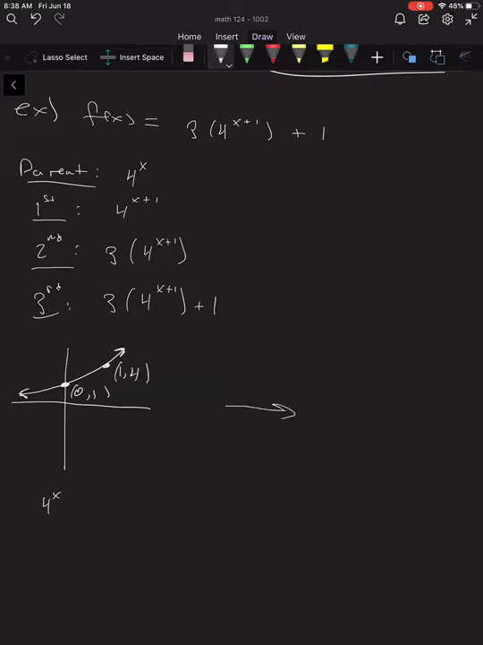Okay, so our next one, 4 to the x plus 1. That plus 1 means everything gets moved over to the left now. Everything gets moved over to the left 1 unit. So this is going to be at minus 1, 1. And now the other point is going to be at 0, 4. So again, this point gets moved over to the left 1 unit, and we move this one over to the left 1 unit. So it's still the same shape. Let's move this guy over.